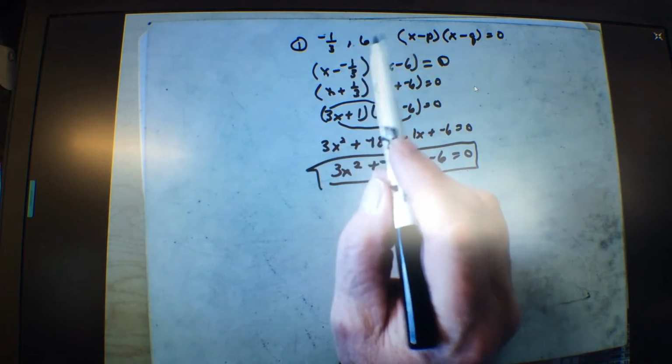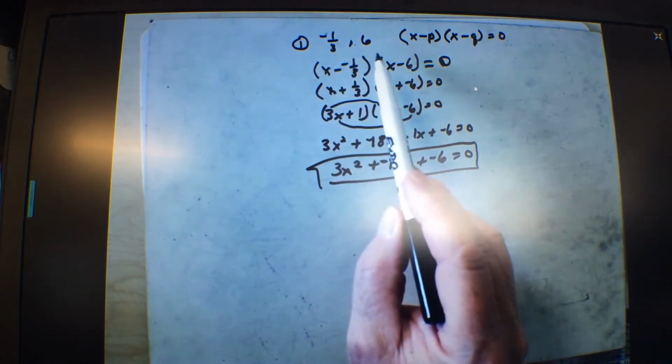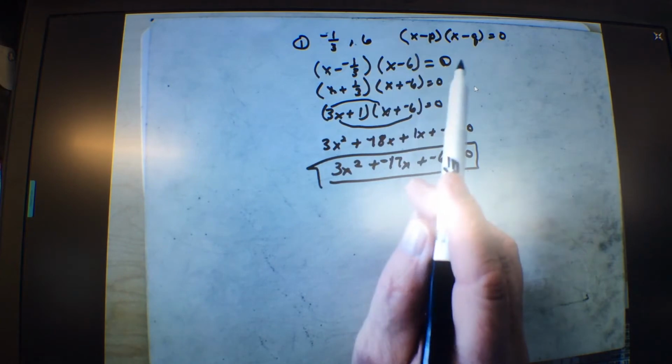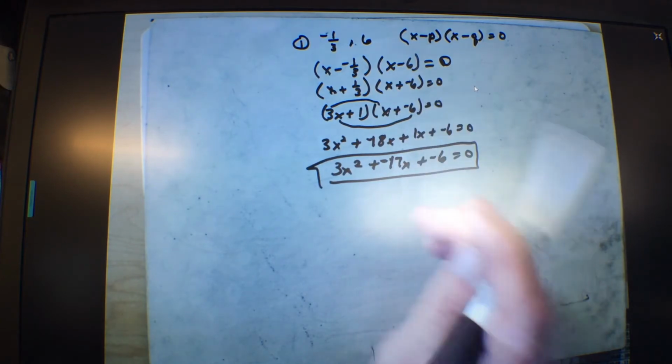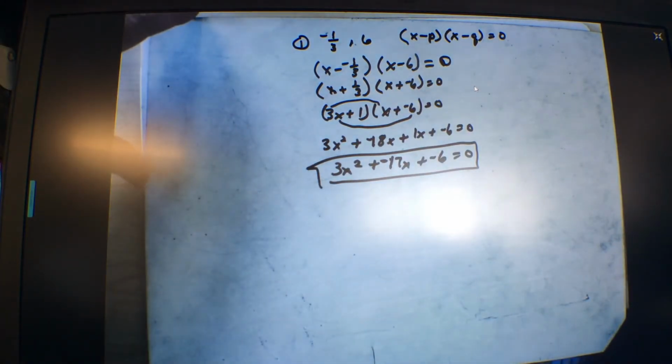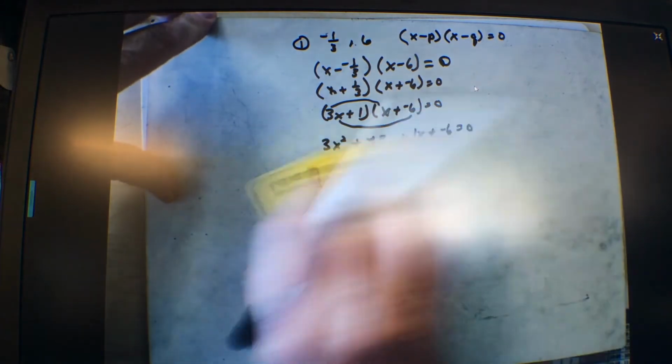So the first three problems on your assignment, they're going to give you two roots, and you're going to solve for the equation. Okay? Any questions about that? All right. So I'm going to erase that. We are going to now reverse this. We'll reverse this using the zero product property.